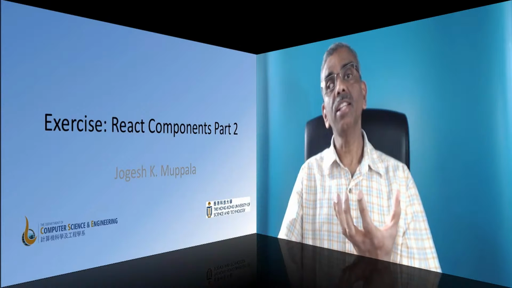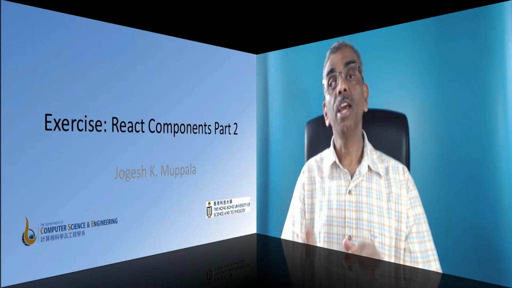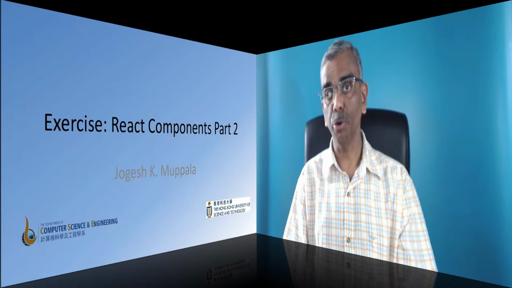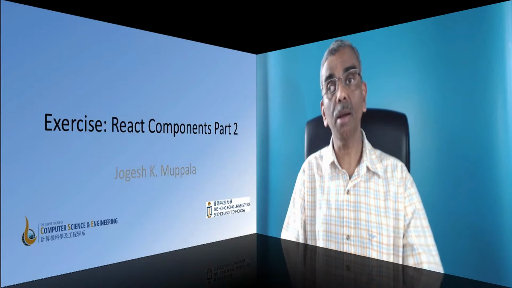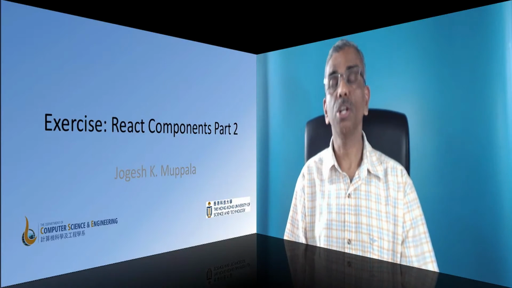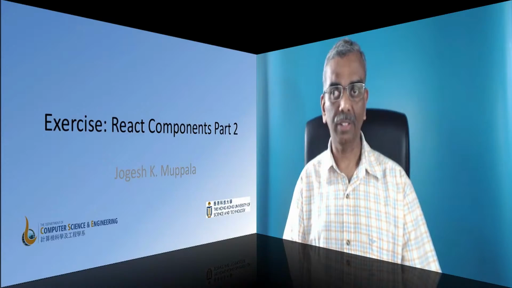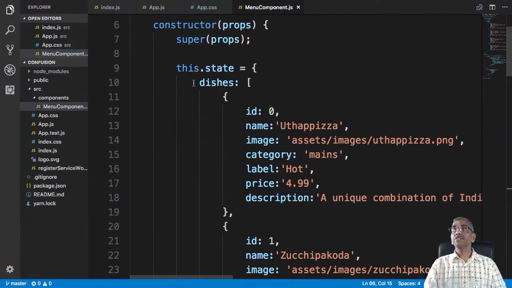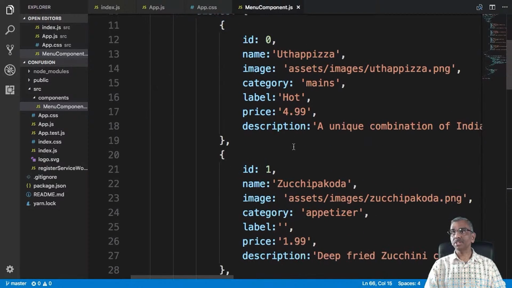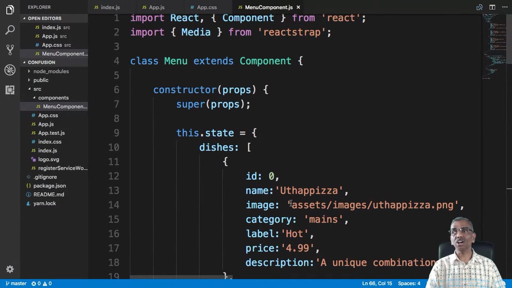So if there are other components that will share the same state information as the menu component, instead of storing the state information in the menu component, we can lift the state up to the app component and make it available to all other components that are children of the app component through props. So that is what we're going to attempt in this exercise. As a first step, I'm going to remove these dishes from this state here and then move it into a separate file so that my code looks cleaner and better organized.